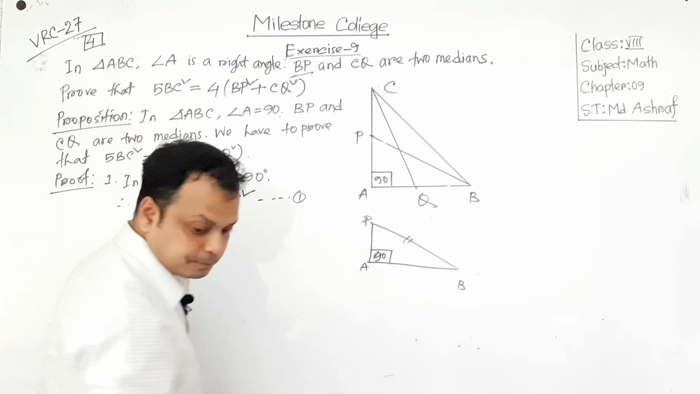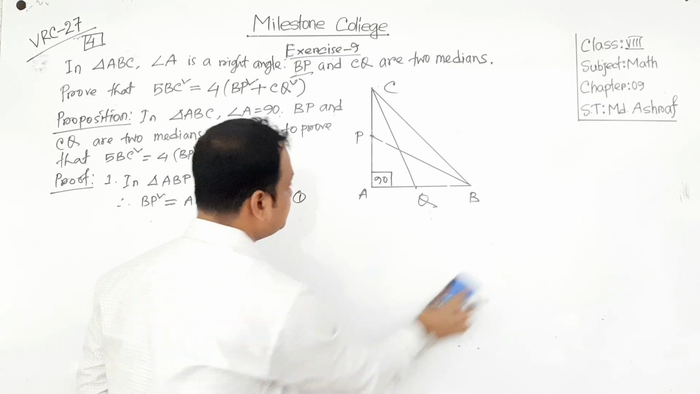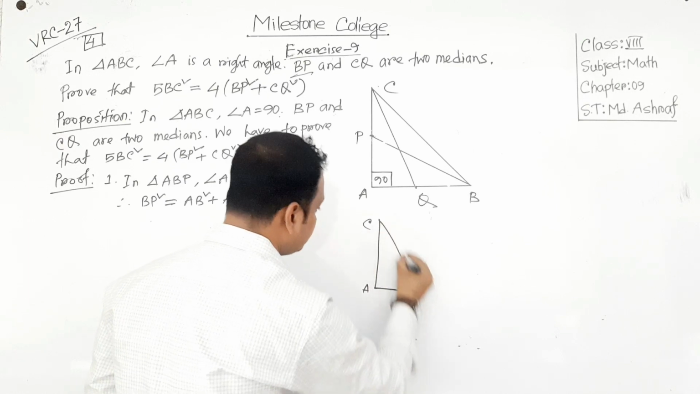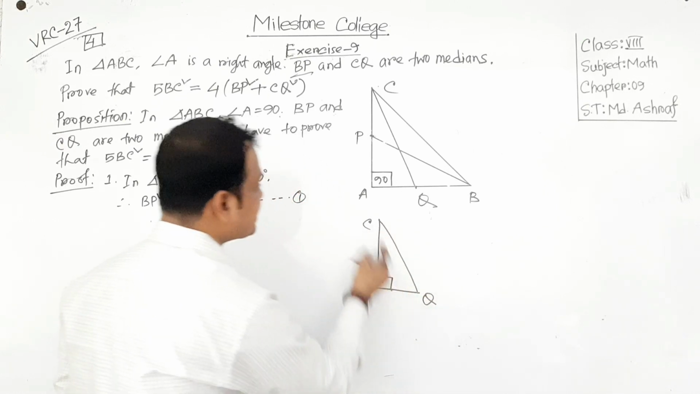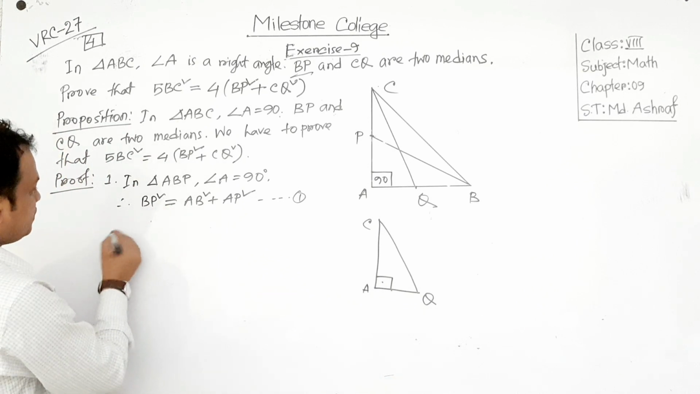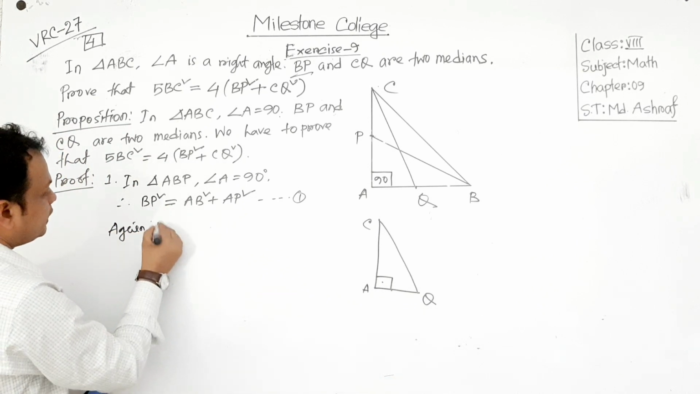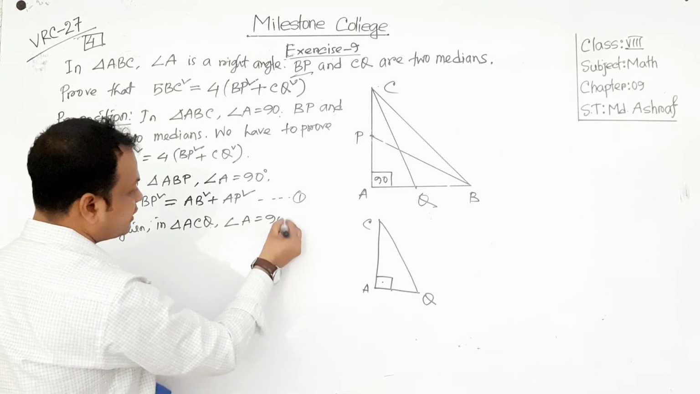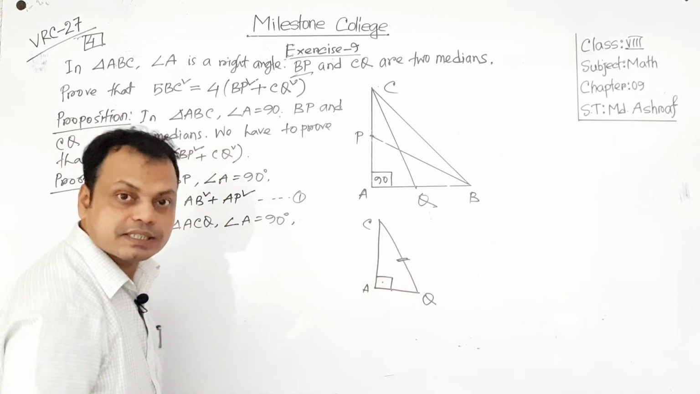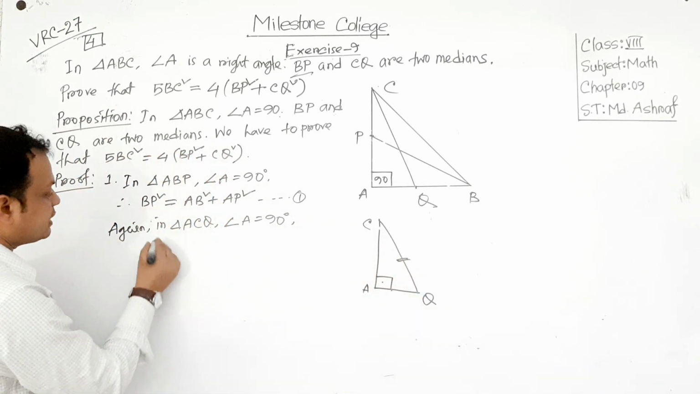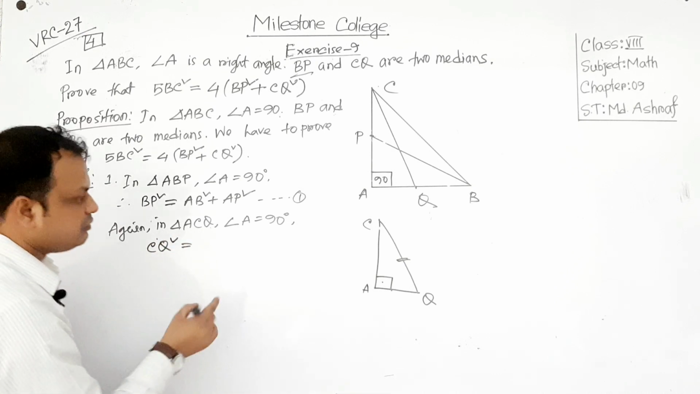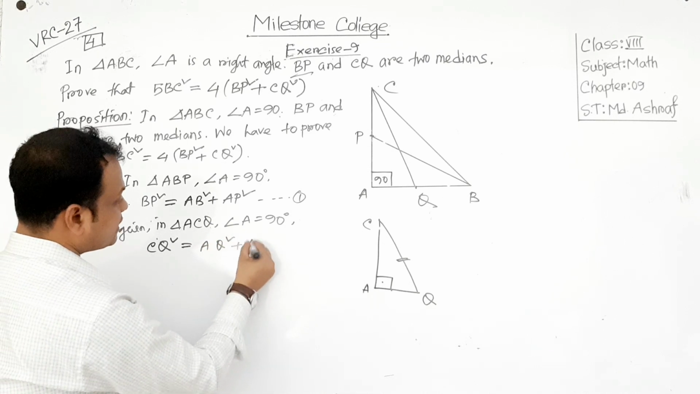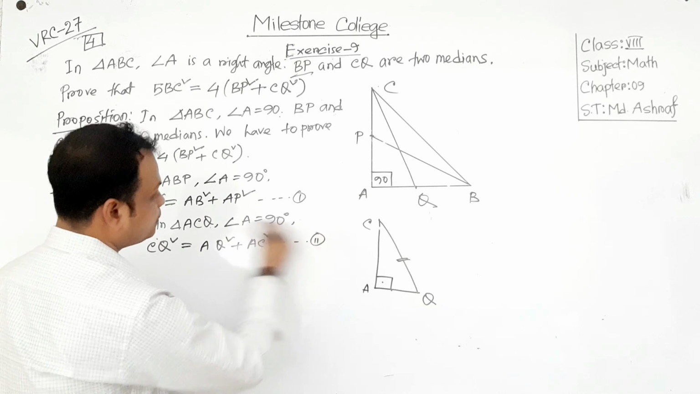Again, consider the triangle ACQ. This is C, this is A, this is Q. In ACQ, angle A is 90 degrees. So again, in triangle ACQ, angle A equals 90 degrees. So we can write CQ is the hypotenuse in that case. So we can write CQ square equals AQ square plus AC square. So this is equation number 2.